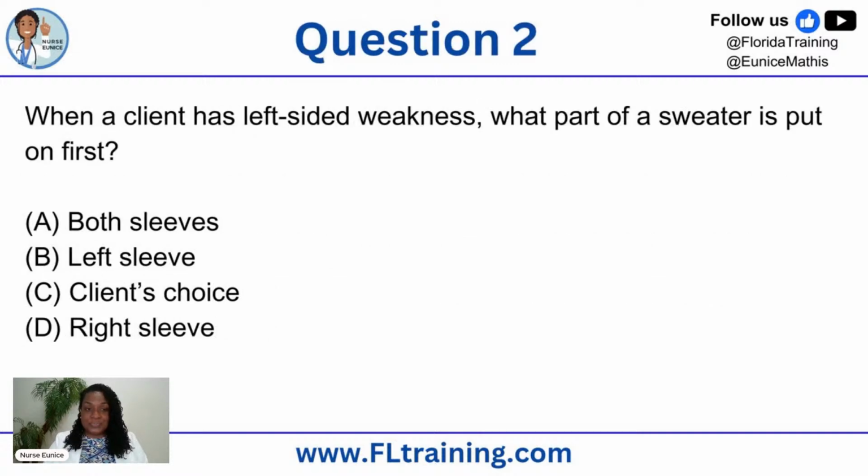Question number two. When a client has left-sided weakness, what part of a sweater is put on first? Is it A, both sleeves, B, the left sleeve, C, the client's choice, or D, the right sleeve?